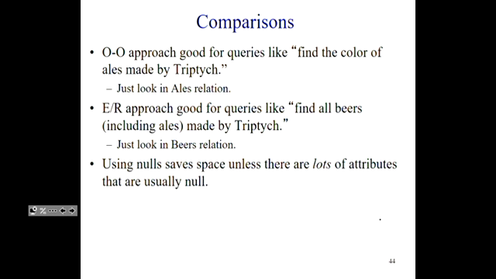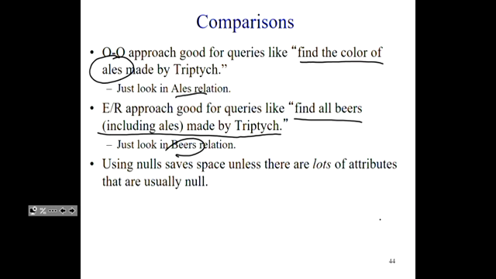All right. So at a high level, the object-oriented approach is good for queries where you're looking for a specific type of entity, and that's one of the relations that you're creating in the object-oriented approach. So for a query like, find me the color of ales made by Triptych, you just need to look at the ales relation and you're good. The ER approach is good for queries like, find all the beers made by a certain manufacturer. So in this case, you just look at the beers relation.